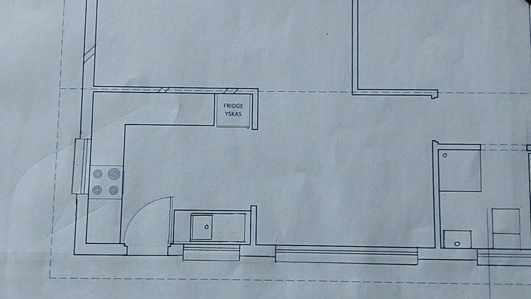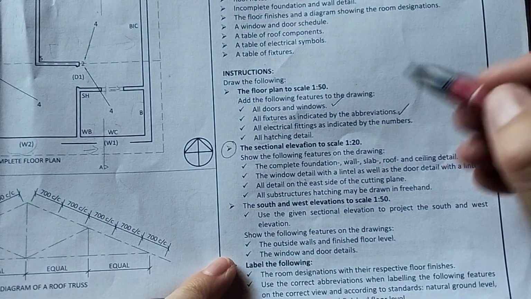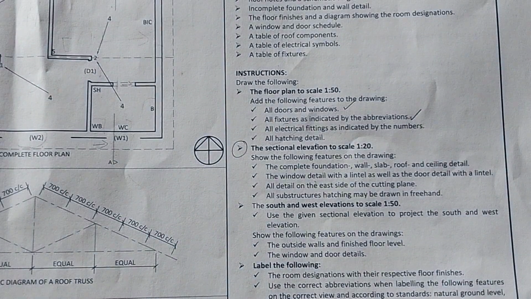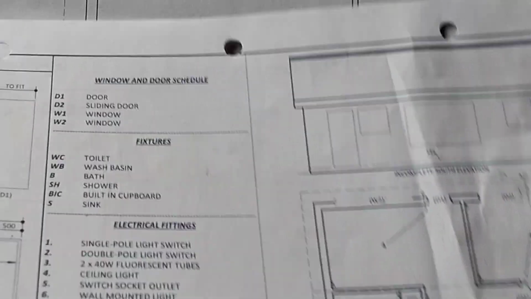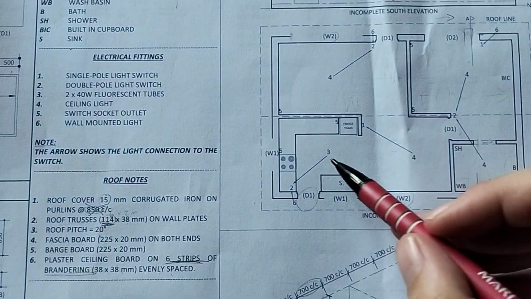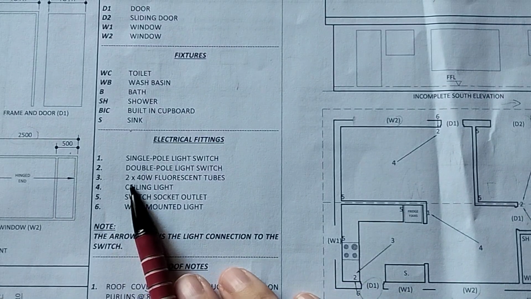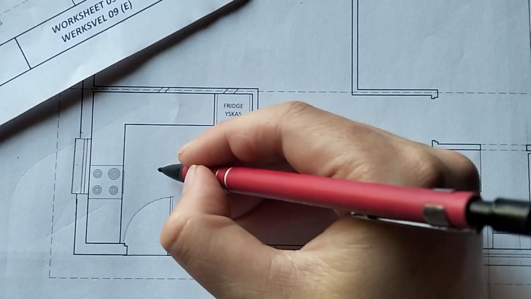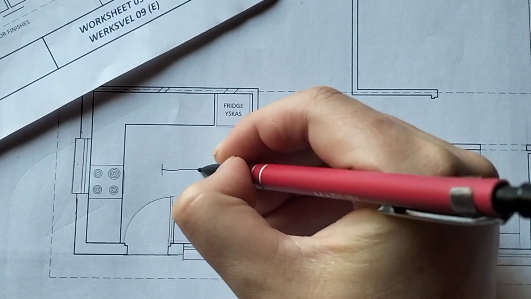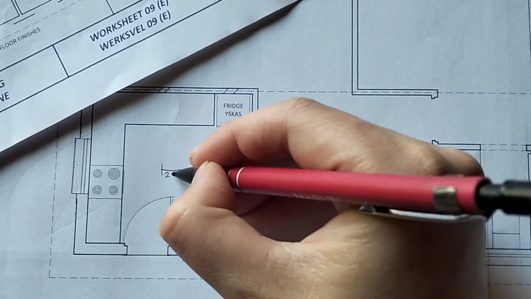Now we've put in all the features. Next, all electrical fittings as indicated by the numbers. That can be done very quickly, and you can also put it in freehand. Let's start with the kitchen. Number 3 will be an electric fitting, so it's fluorescent tubes. I'm going to put it in here. You must draw it underneath the 2x40.